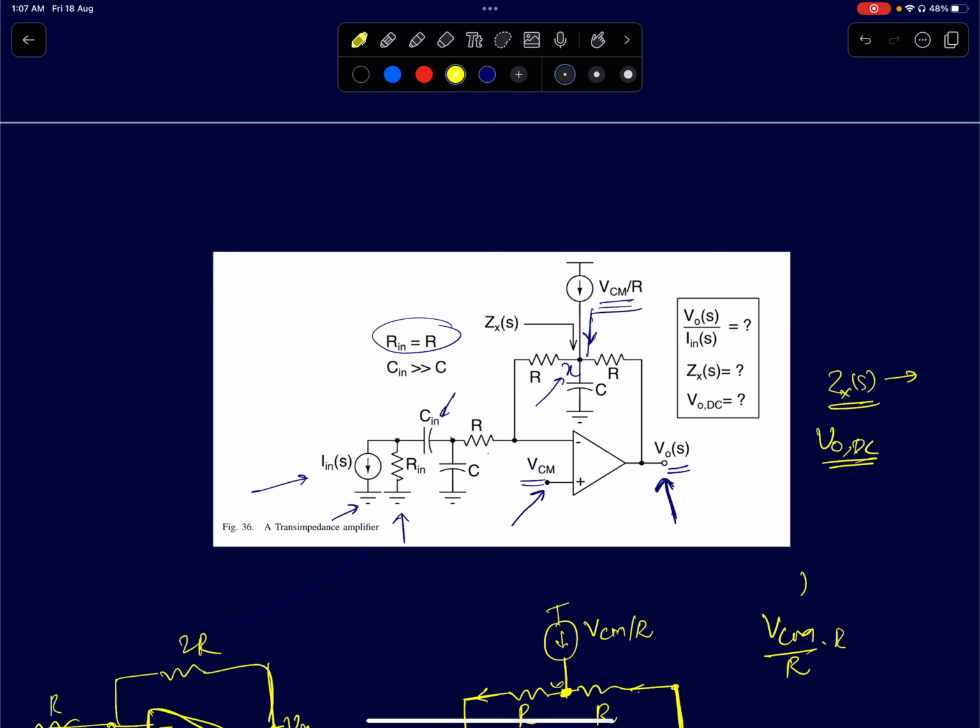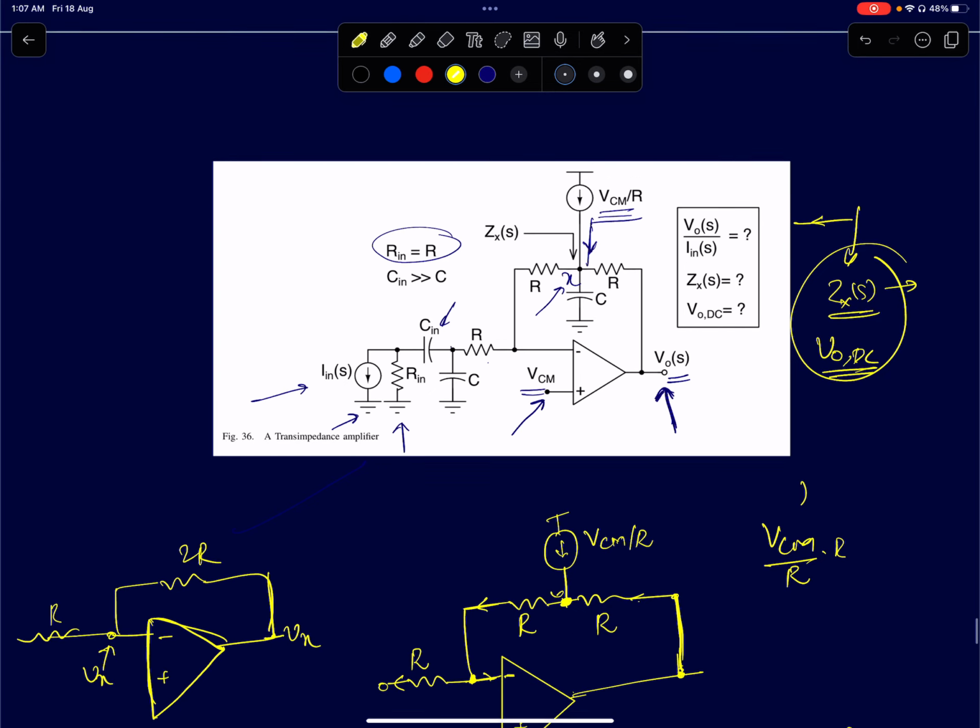Now I'll start with the DC output voltage and the impedance Z of S, because those two are much simpler problems. You can solve them by intuition itself. I will explain in a slightly lengthier manner, but they're very simple. If you have some experience analyzing circuits, you can see they are very simple to arrive at. However, the transimpedance gain requires some KCLs and KVLs, so I've pushed it towards the end of the lecture. It requires some analysis, which I'll take you through.